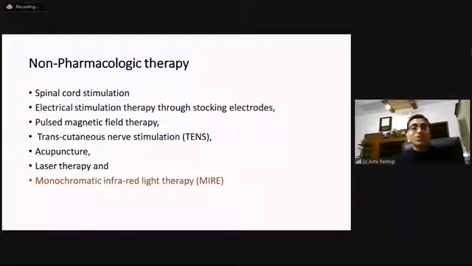Now, there have been a lot of non-pharmacological therapies for neuropathy, and I'll not go into the details. People here are using acupuncture, laser therapies, and many other kinds of therapy for neuropathy. But this is anodyne therapy, which I have highlighted in red, and we have experience with anodyne therapy. This is also called infrared light therapy, and this is very useful.